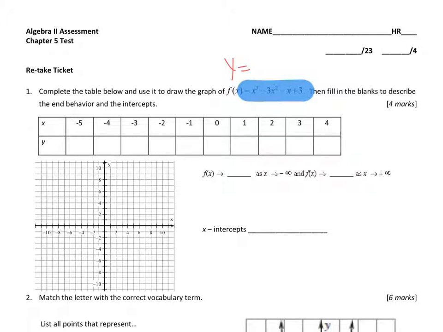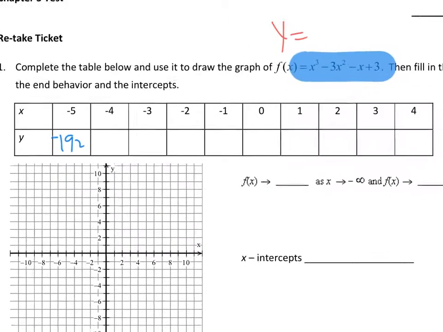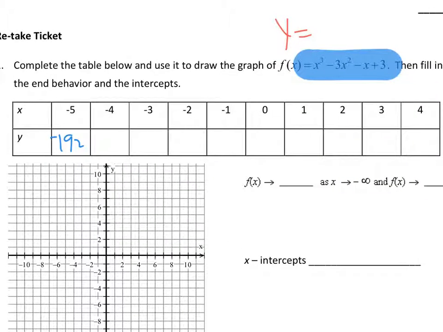Alright, so then on the table I've got negative 192. I'm going to zoom in a little bit here. Negative 105. Negative 48. Negative 15. 0, 3, 0, negative 3, 0, 15.